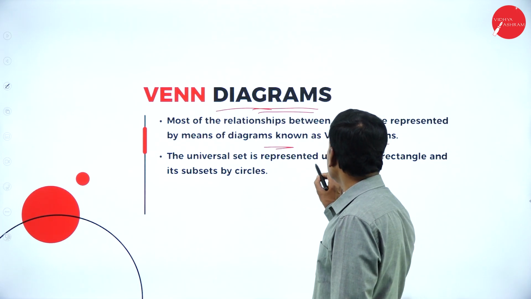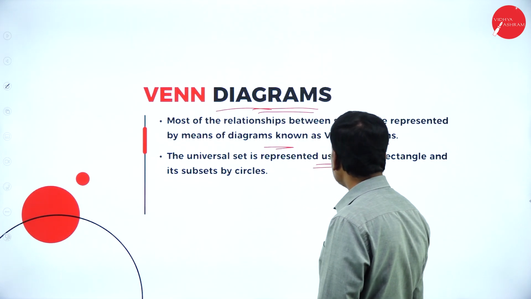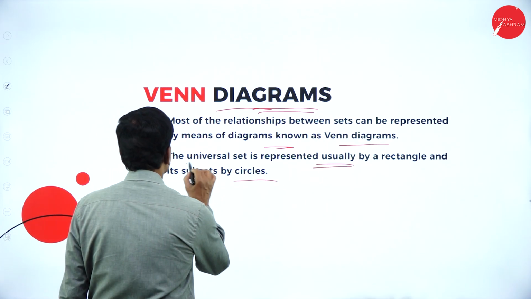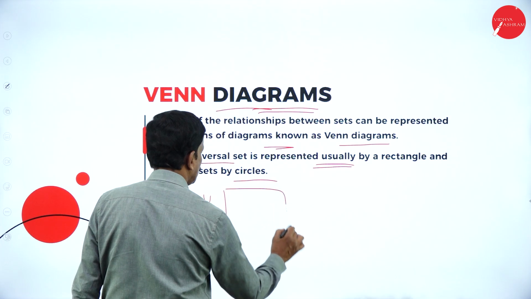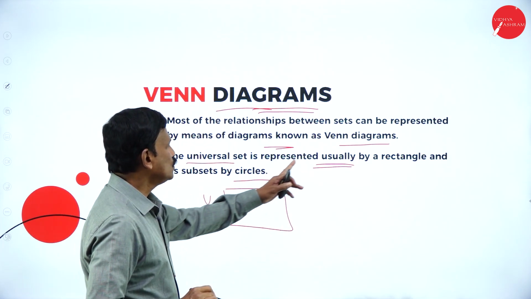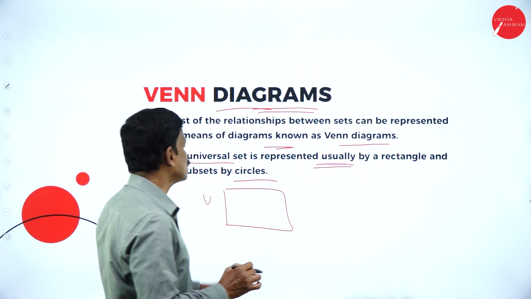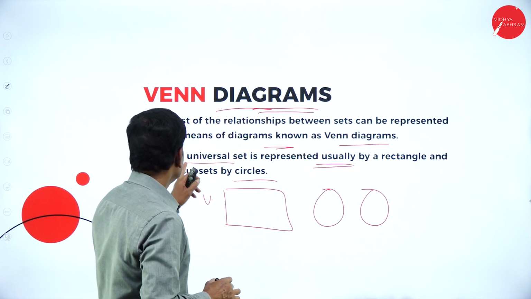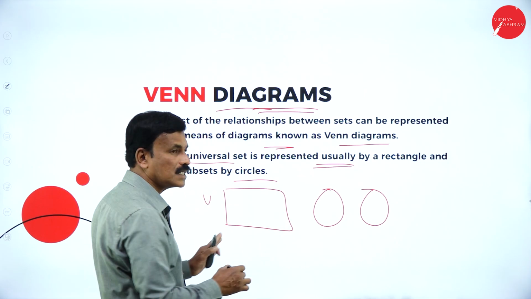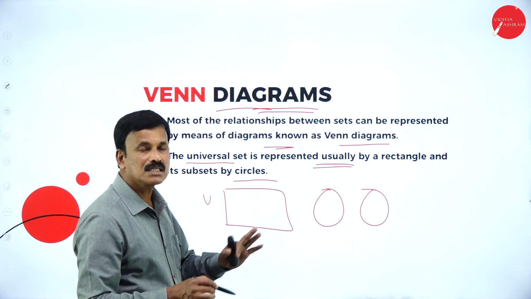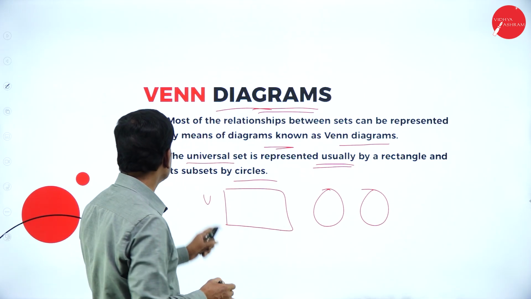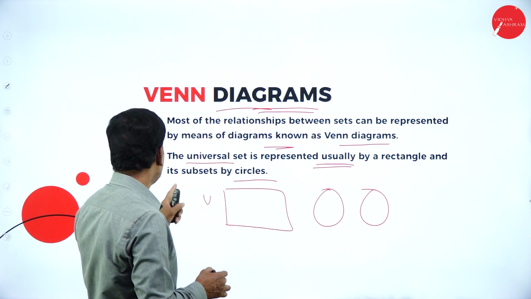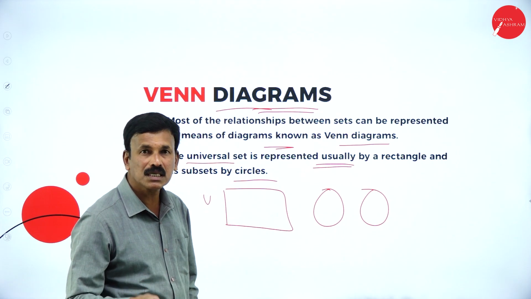The universal set is represented usually by a rectangle, whereas the subsets are represented by circles, right? So in a Venn diagram, the universal set is represented by a rectangle, whereas the subsets are represented by the circles.